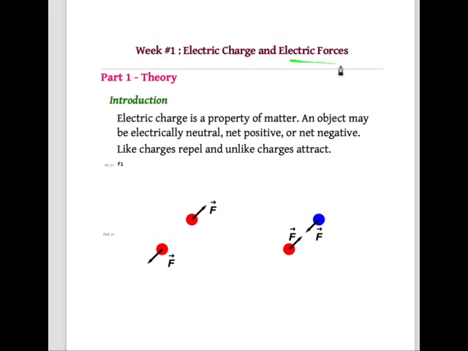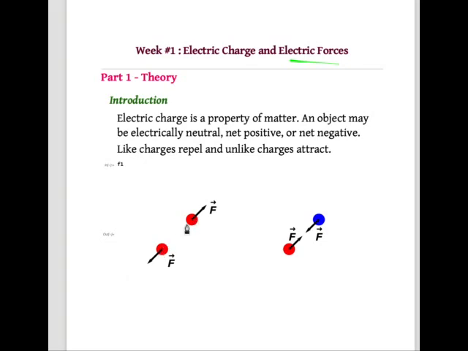So we're going to start with electric forces. So here's a little introduction. Electric charge is a property of matter. Any object may be electrically neutral or may be net positively charged or net negatively charged. And then like charges repel and unlike charges attract.